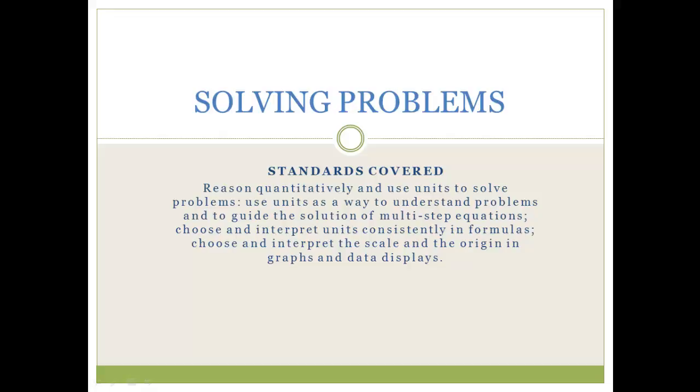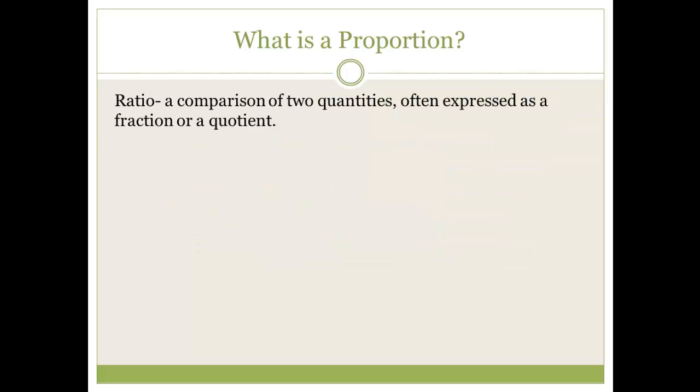Solving problems. A ratio is a comparison of two quantities, often expressed as a fraction. For example, 5 to 2 is a ratio. It is often written 5:2 or 5/2.